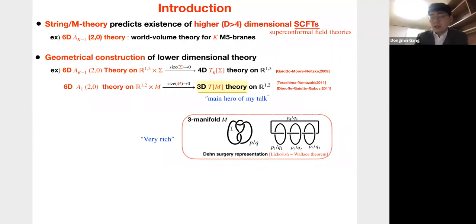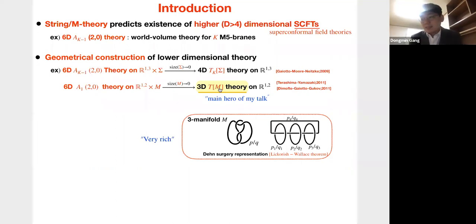Similarly, we can consider the compactification of this six dimensional theory along a three manifold M. Throughout my talk, the three manifold is denoted by M. For simplicity, I will only focus on the simplest case, the A1 type of (2,0) theory, which corresponds to two M5 branes. But our discussion here can be generalized to higher N. Then we compactify on some compact, closed three manifold. The resulting theory is denoted by T_M. This is wholly determined by the choice of the three manifold, and this is the main hero of my talk. So please remember this notation. T means that this is a three-dimensional theory, and M is the choice of the three manifold.